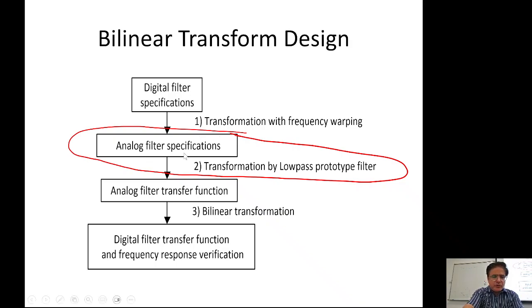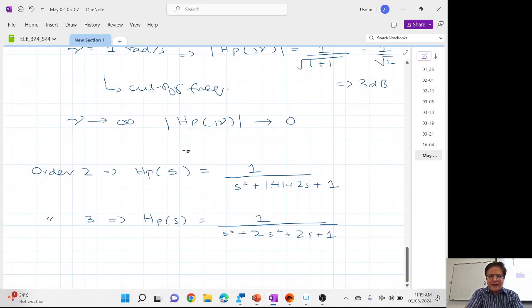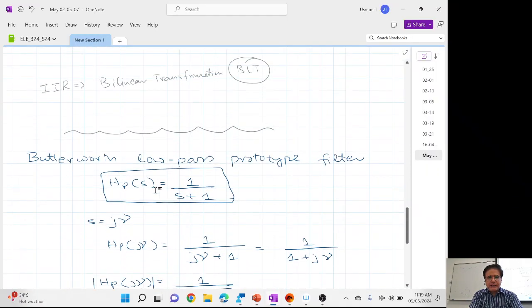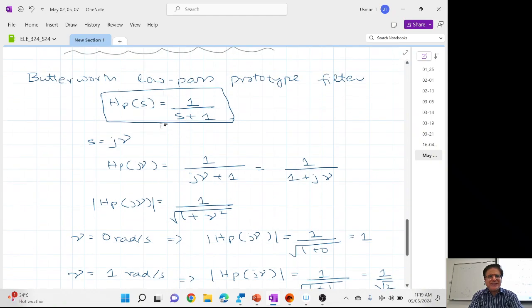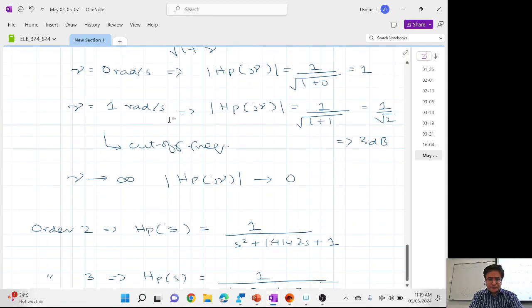Okay, so up till now we have verified that this particular low pass prototype filter has a cutoff frequency of 1 radians per second. So this is a prototype filter, right? We'll use these filters as an example to see how we can convert them into another low pass filter, a high pass filter, and so on.